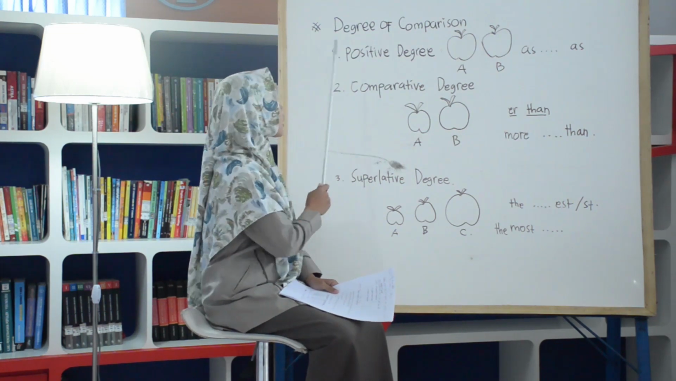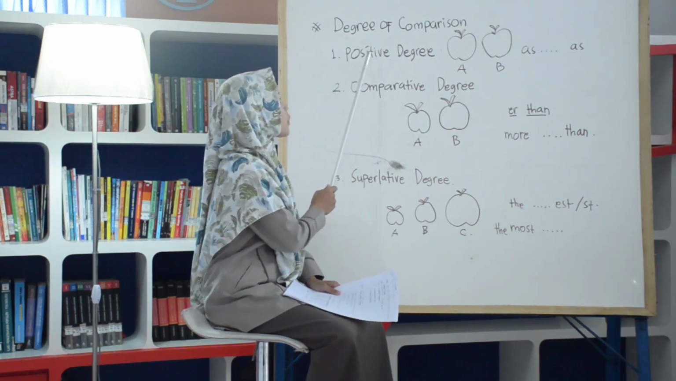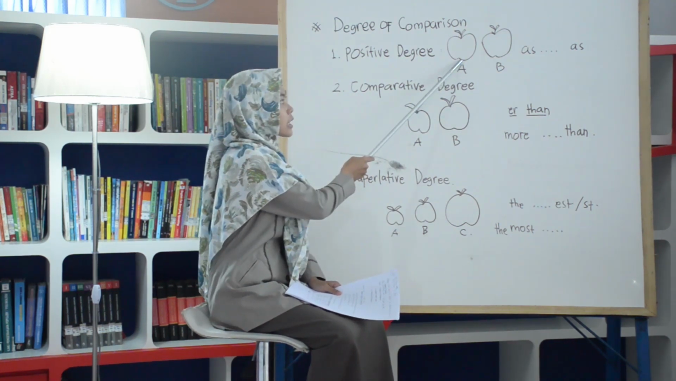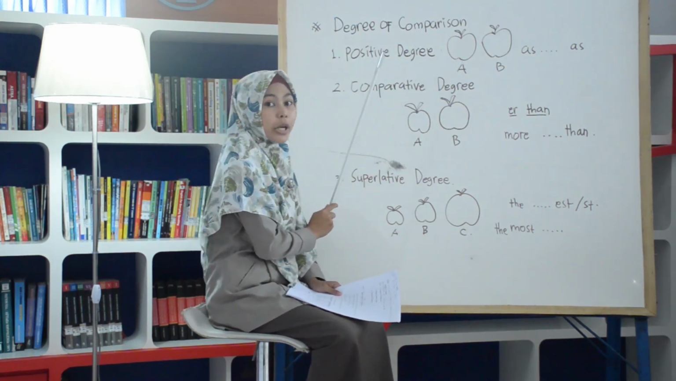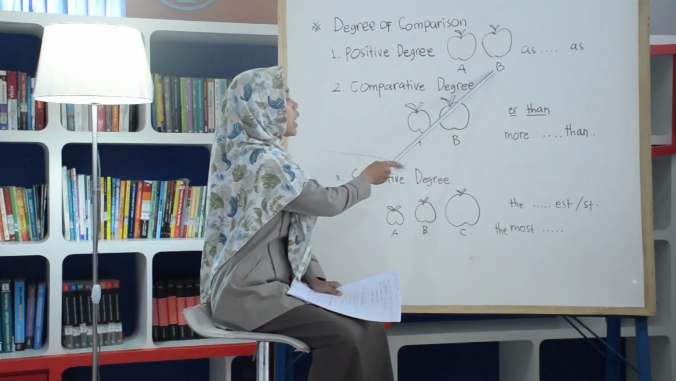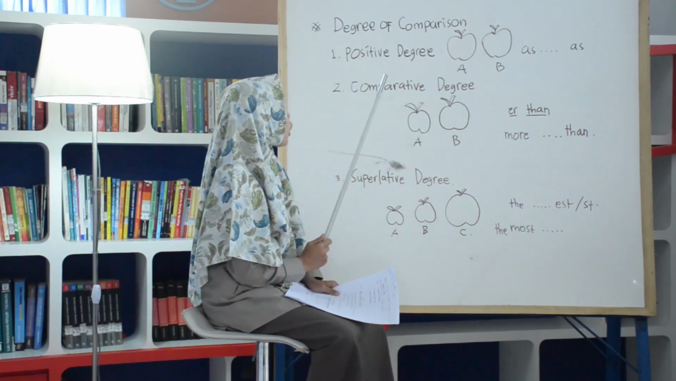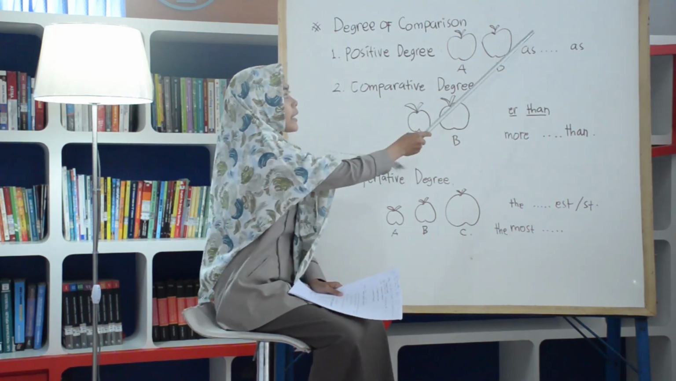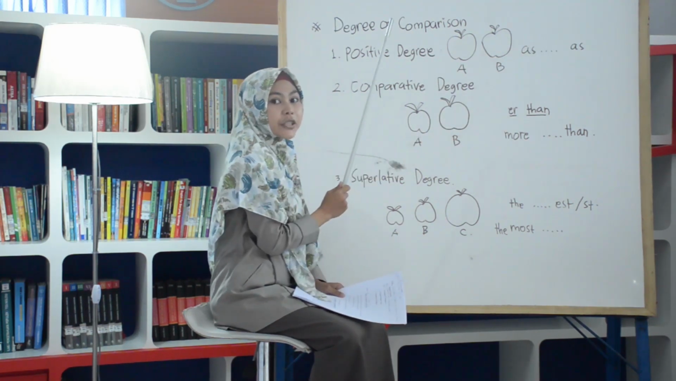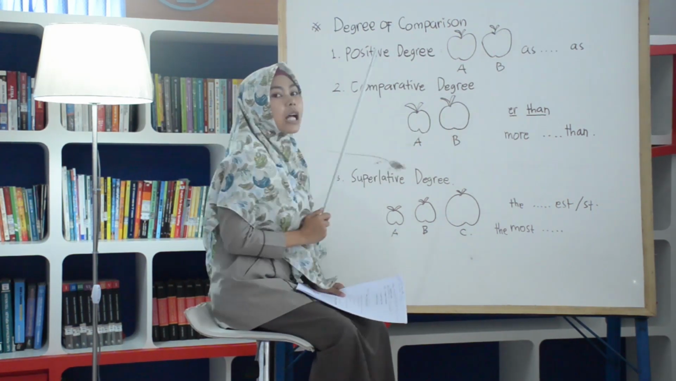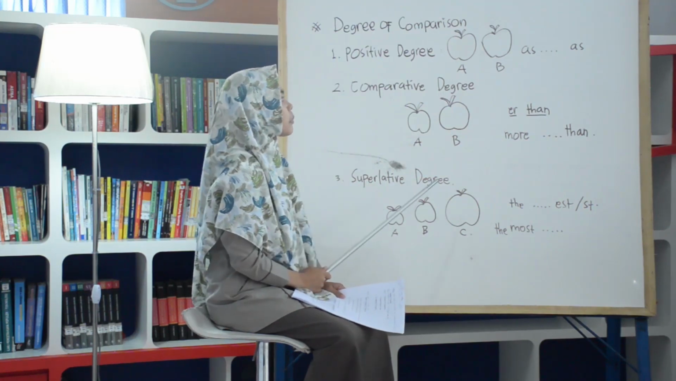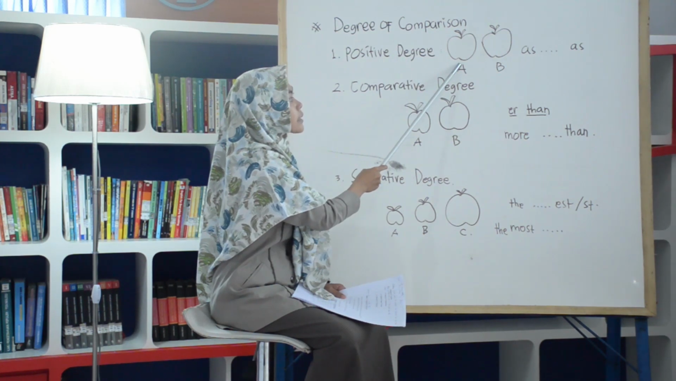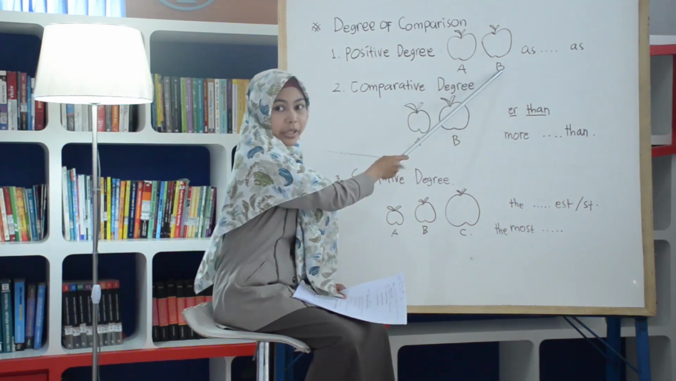Well, we'll talk about the first. The first is positive degree. You can look at this example. This is apple. There are two apples, A and B. If you want to talk about positive degree, you have to add as before the adjective and as after the adjective. For example, apple A is as small as apple B.